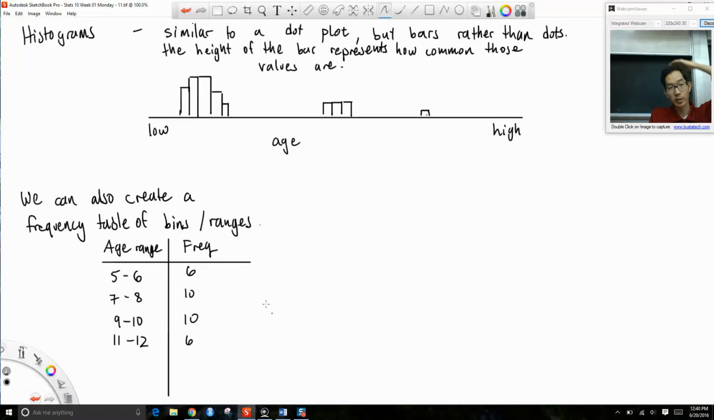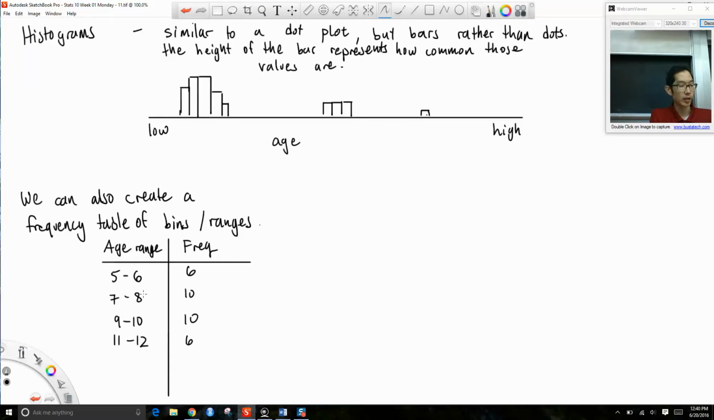And so we are grouping together rather than just individual ages, and say there are 4 5-year-olds and 2 6-year-olds. We're going to just say kids between 5 and 6. There's a total of 6 of them together. We're grouping them together in a small range.